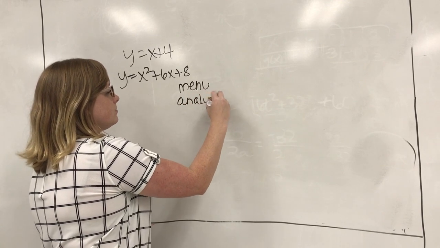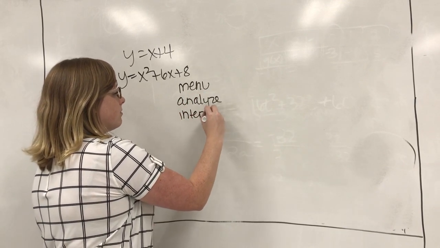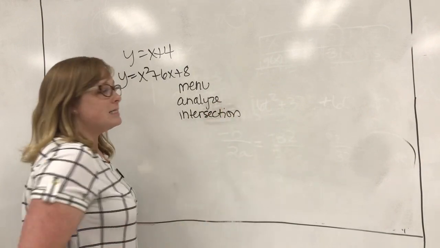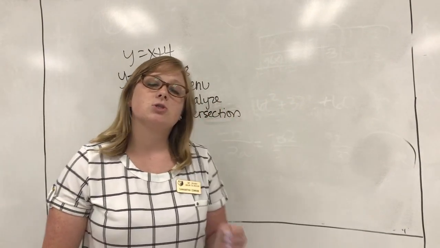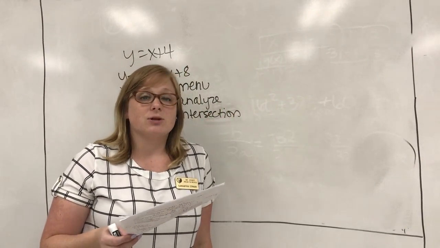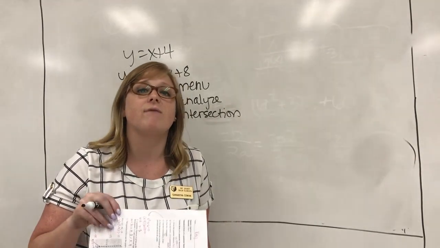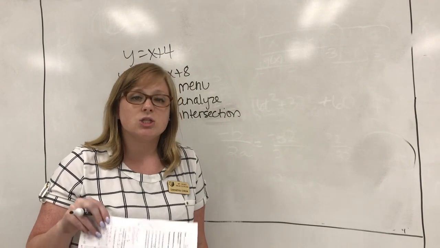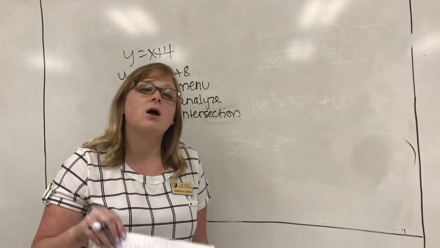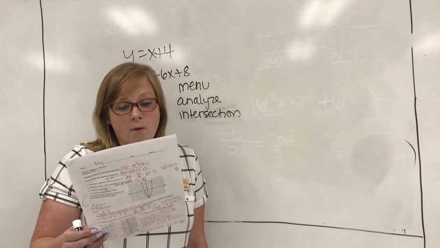To find the intersection, you're going to do menu, analyze, intersection. Okay? One of the questions about systems of equations will just ask you how many times they intersected. Be sure that you zoom in and that you're positive of the number of intersections. Don't just assume it's one or none without zooming in to verify.